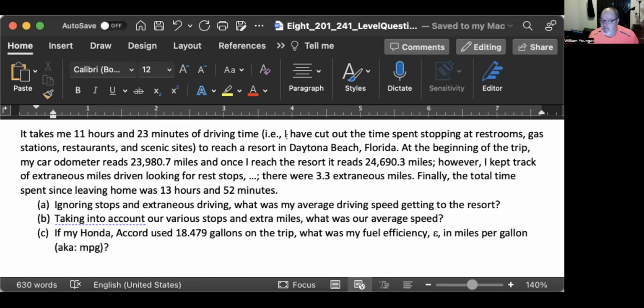And that would be like when I get off at an exit from my normal interstate driving to try to track down a Hardee's or something to go eat. So I'm going to call this extraneous miles 3.3 miles.